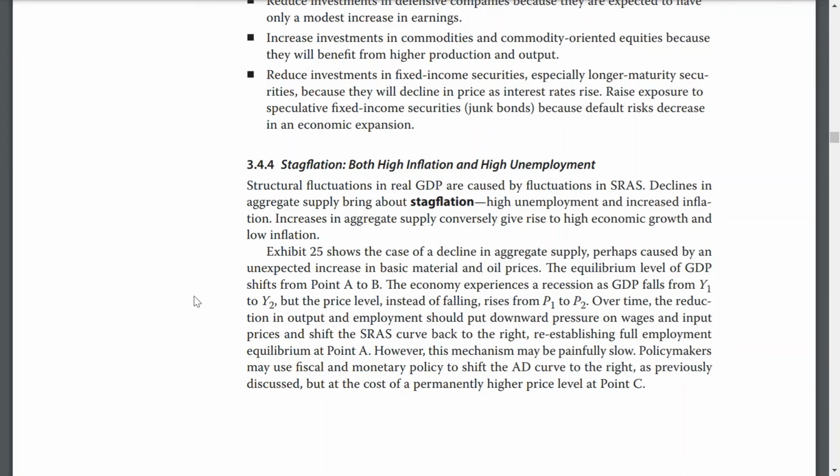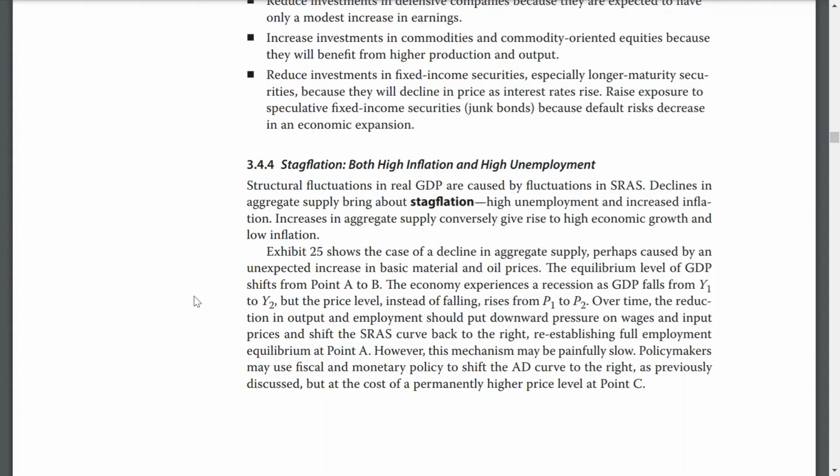Structural fluctuations in real GDP are caused by stagflation and short-run aggregate supply. Declines in aggregate supply bring about stagflation: high unemployment and increased inflation. Increases in aggregate supply, conversely, give rise to high economic growth and low inflation. Exhibit 25 shows a case of a decline in aggregate supply, perhaps caused by an unexpected increase in basic material and oil prices.